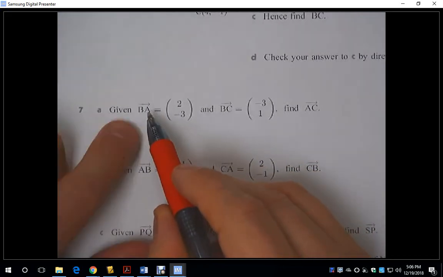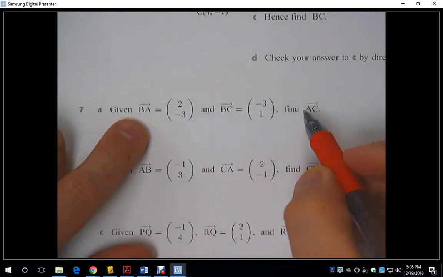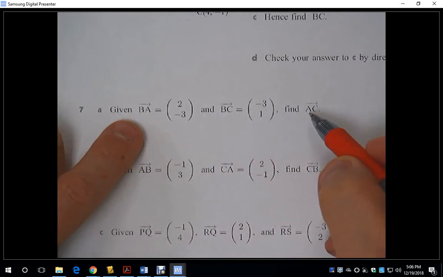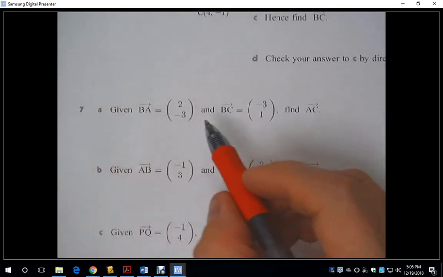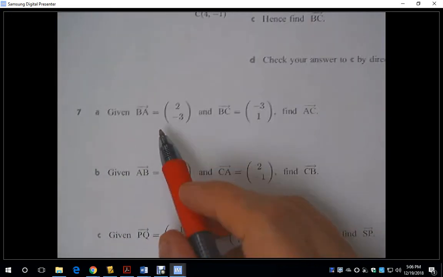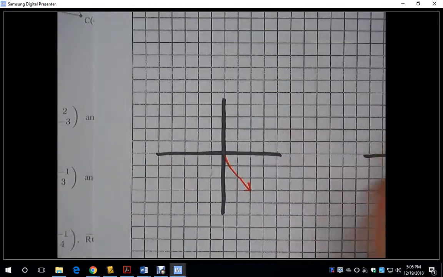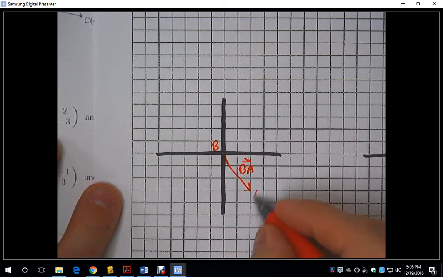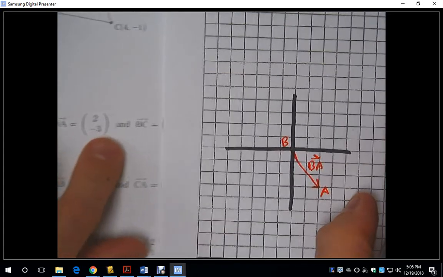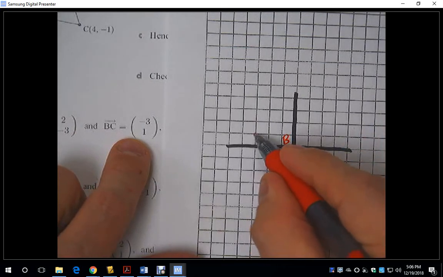It says given that we have this vector B to A, and then we have another vector from B to C, which is negative 3, 1, find our vector from A to C. We can move these two vectors to the origin. I think this is a really helpful way of looking at it. I have a vector 2, negative 3, which is this vector here of BA. So this would be point B, and this is point A. Then we have another vector from B to C, which is negative 3, 1: 3 over and 1 up. So this would be C.